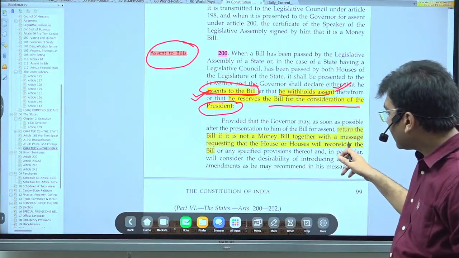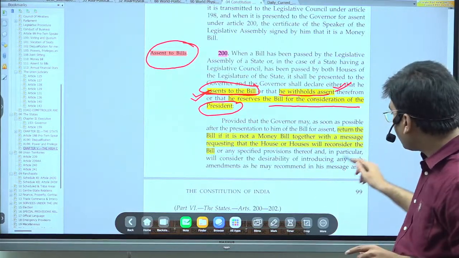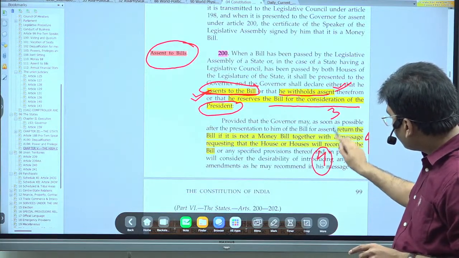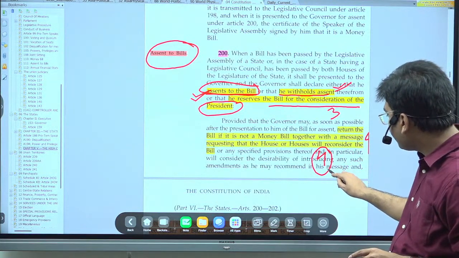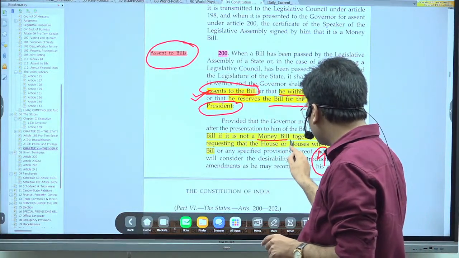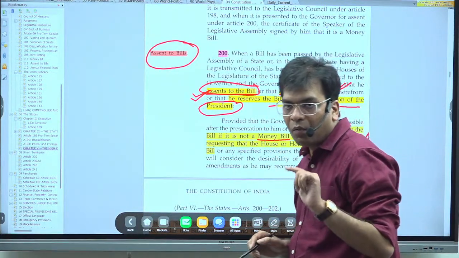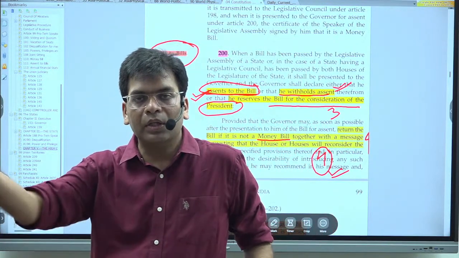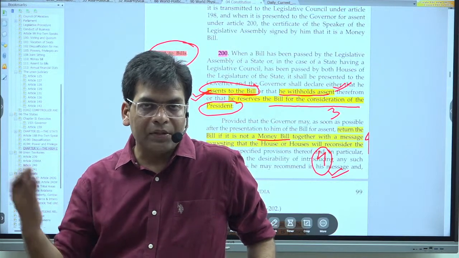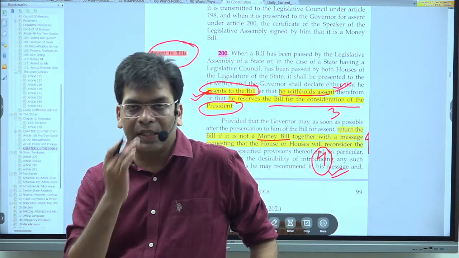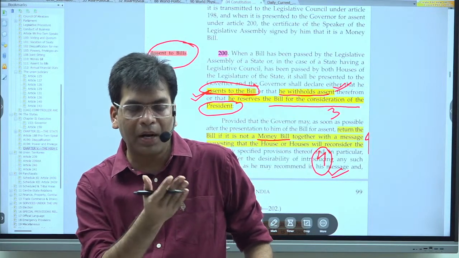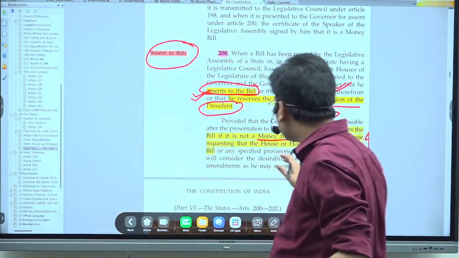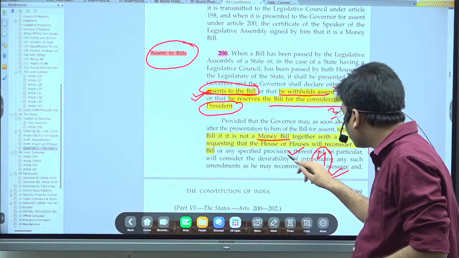Again, here you will see that the governor has one more option. This is the fourth option, but it is not in the case of a money bill. Except a money bill, because here it is given that if it is not a money bill, in that case the governor can send the bill again to the state legislature, and if the state legislature passes it again, or sends it again without any amendment, here it must be approved by the governor.